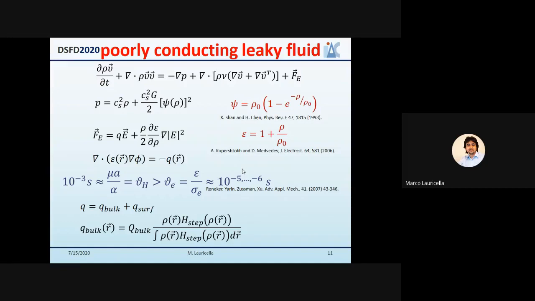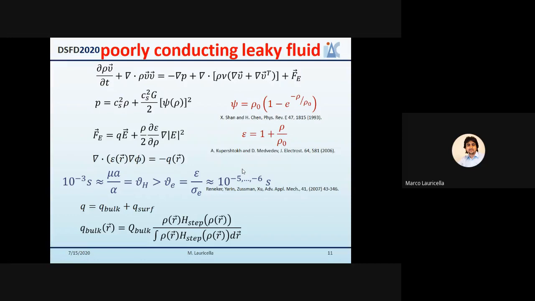There is an important point that should be highlighted here. In this framework, we are dealing with fluid that can be considered at the same time as poor conductor, leaky dielectric. In practice, these liquids show a conductivity which is just a bit below the conductivity of the water. The water has a conductivity around 10 to minus 4 Siemens per meter, while this polymeric fluid have a conductivity 10 to minus 5, 10 to minus 6.